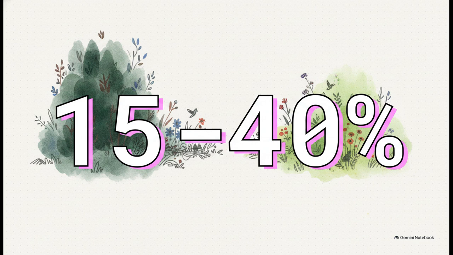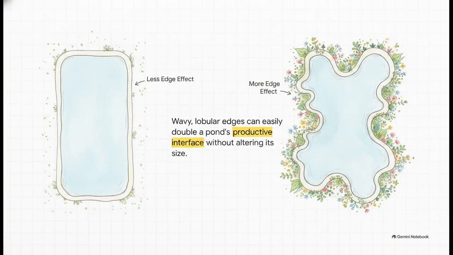When we design our own systems, we desperately want to maximize this edge effect. So how do we do it? How do we maximize that edge? Well, we turn right back to our master patterns. Lobular or crenellated edges can literally double the earth-water interface of a pond without altering its total size one bit.